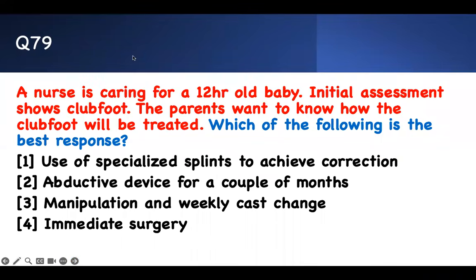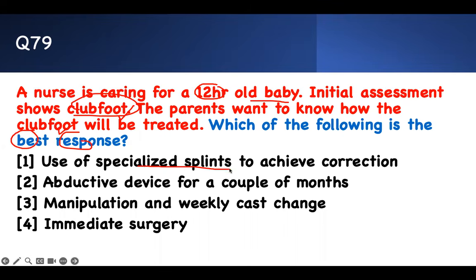79, almost done. Which of the following is the best therapeutic response? This is caring for a newborn baby. Initial assessment shows club foot. The parents want to know how the club foot will be treated. Simple form. The baby is just born. Parents saw the club foot, right? And they ask you how it is going to be treated. What is the most important, best response?